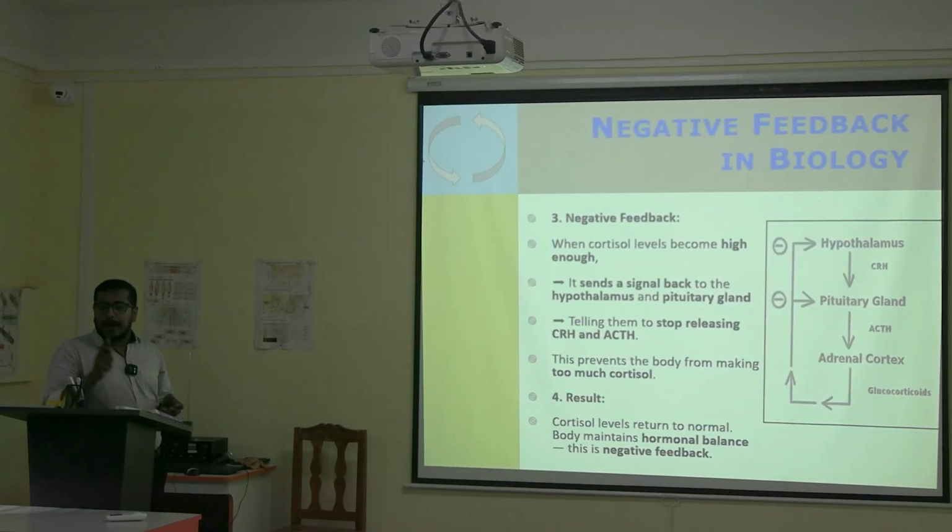Now, where does the negative feedback act? After you have released a certain amount of cortisol, your stress is gone and everything is maintained, it will give a negative signal to the hypothalamus and the pituitary to stop the release of the hormones.